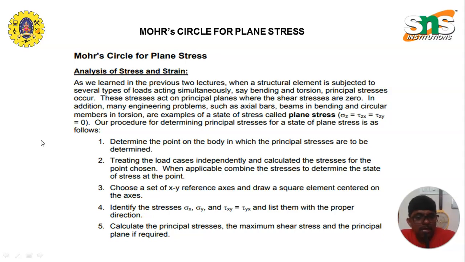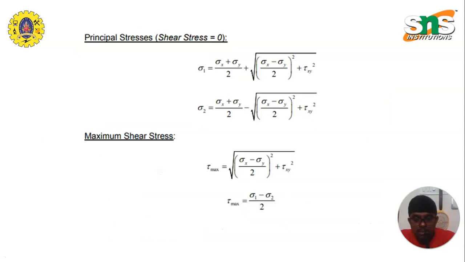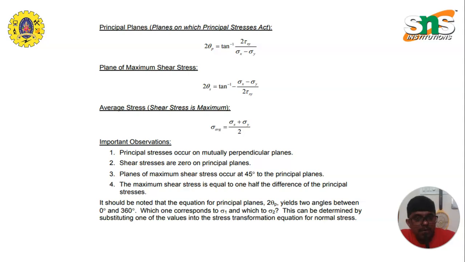Following that, we need to identify the stress in the x direction and the stress in the y direction, and list them with the proper direction. We need to calculate the principal stresses and the maximum shear stress. So these are the basic fundamental procedures we follow to determine the principal stresses by using the Mohr circle. With this continuation, we need to calculate how the principal planes are determined and at what angle the point is located.